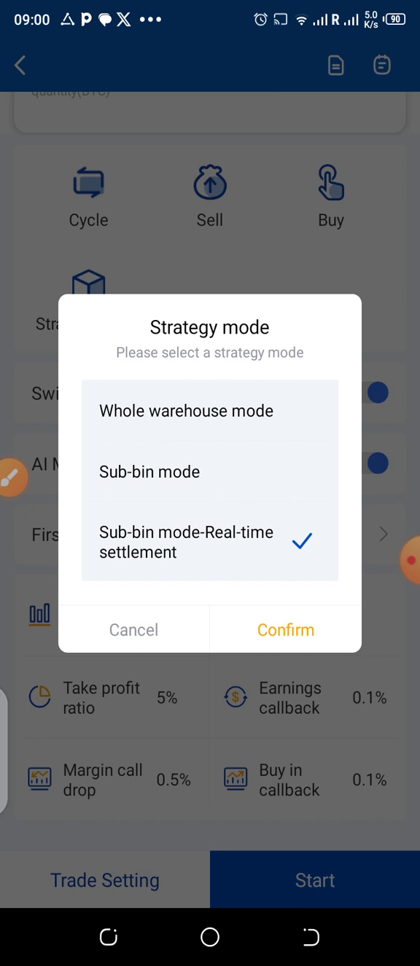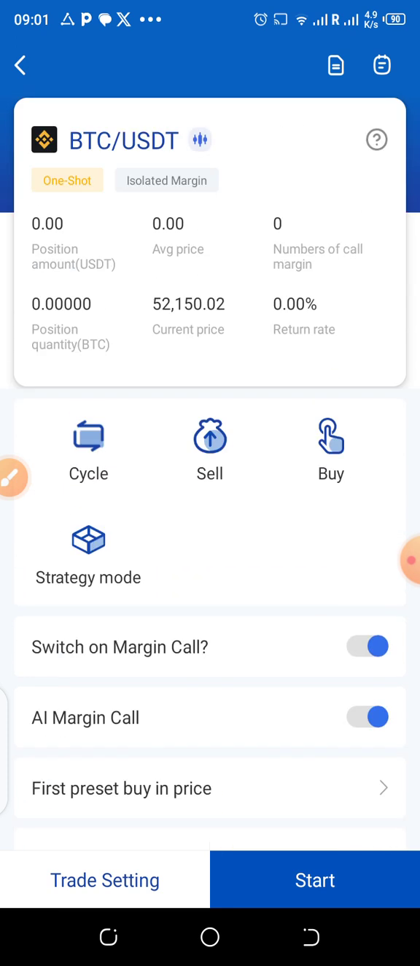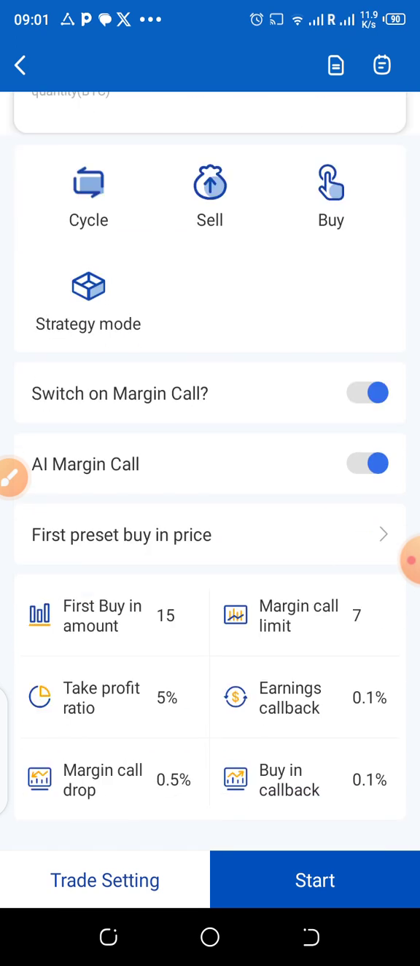So since we have opened up 7 margin calls, I want to put it on the sub-bin mode real-time settlement. I come and confirm. Don't forget to press the start button to start up the trade. So that is it.